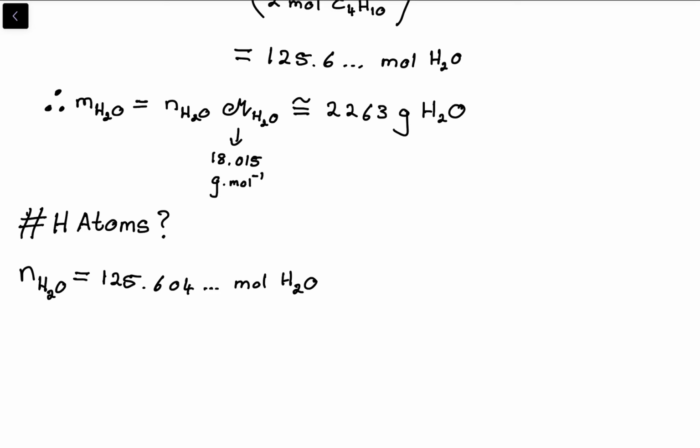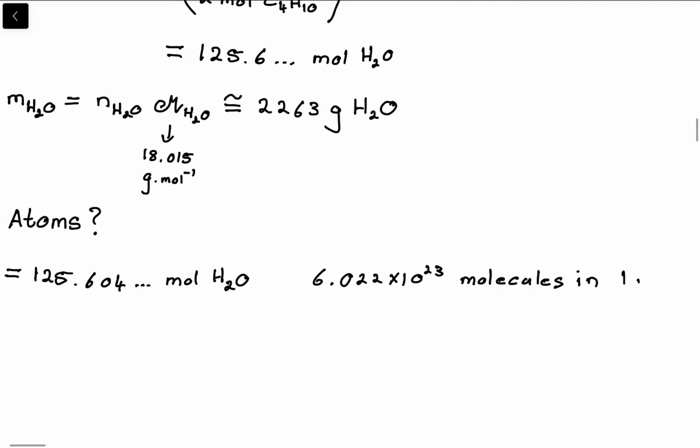And we know that Avogadro's number tells us that there is 6.022 times 10 to the power of 23 molecules in 1 mole of a substance. Right? This is from Avogadro.